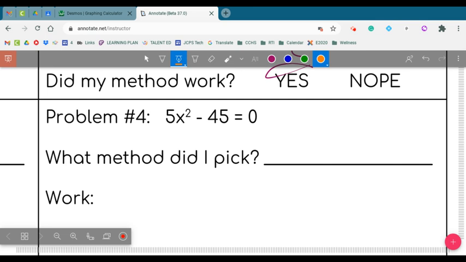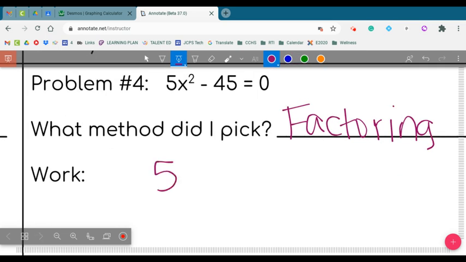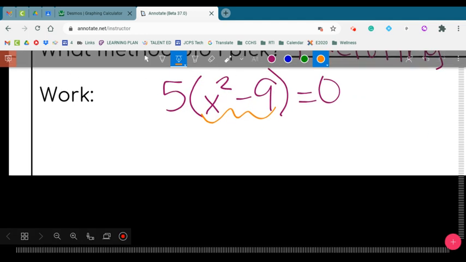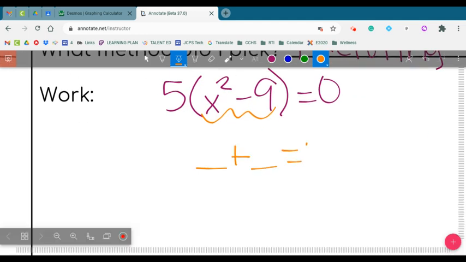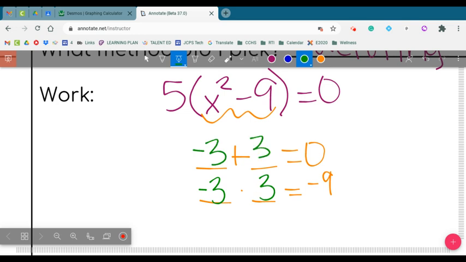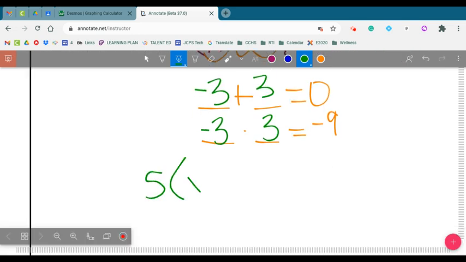Last one. So what method do we do? Number 1, we can't do completing the square. We could do quadratic. Let's see if we can do factoring with this one. So you can factor out a 5 because you can factor out a GCF and you get x squared minus 9. This is going to be one of your perfect squares. So what plus what equals 0? And what times what equals negative 9? You would get negative 3 and positive 3. So altogether, you're going to have your 5, x minus 3, x plus 3.